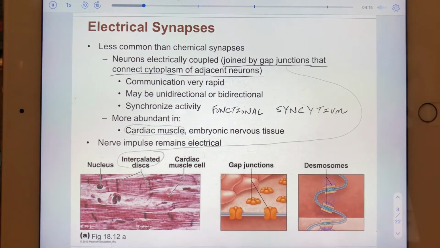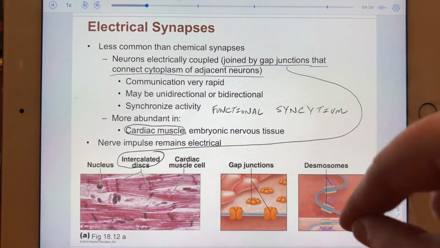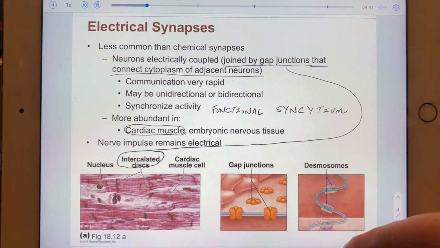Functional syncytium. If an organ is a functional syncytium, then even though it's comprised of different cells, the cells are acting as one unit. Okay, so the best example for that is the heart, where all the gap junctions that we're referring to are in those intercalated discs. Okay? But again, most synapses are chemical synapses.